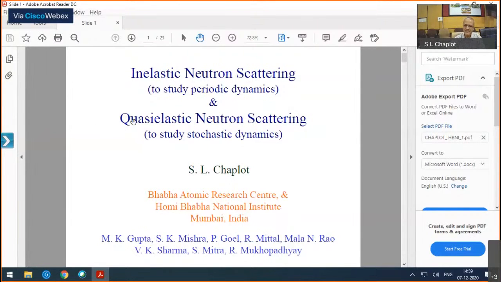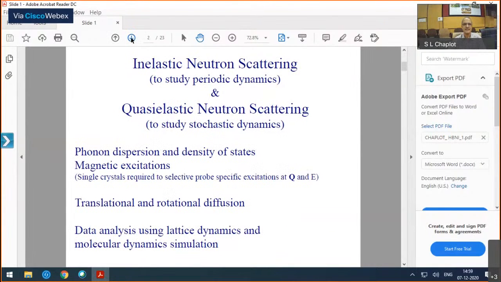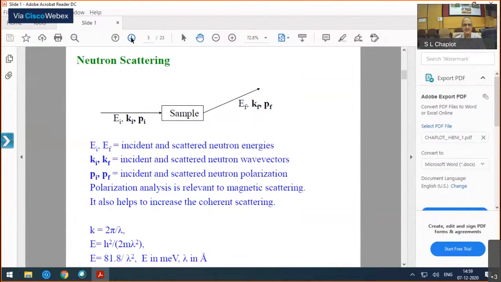Okay, good afternoon, everyone. So we have the second lecture in this module on inelastic neutron scattering and quasi-elastic neutron scattering. Let's quickly revise what we did in the previous lecture. Essentially, in neutron scattering, we monitor three parameters: the energy, wave vector, and the polarization of the neutron. These are the values for the incoming neutron. After scattering from the sample, these are denoted by, again, energy, wave vector, and the polarization. And these changes are what we monitor.